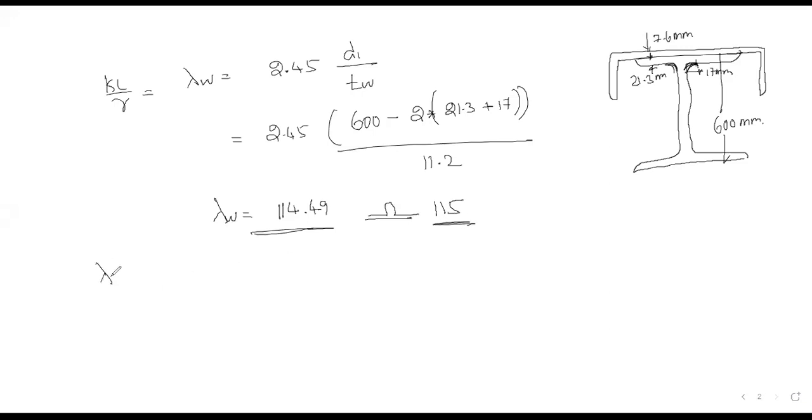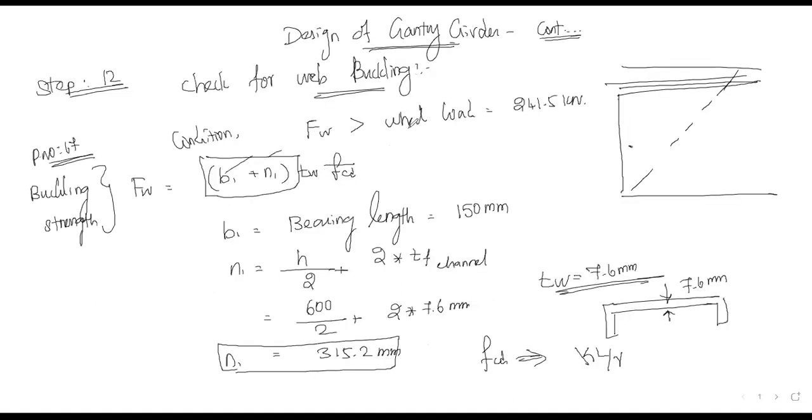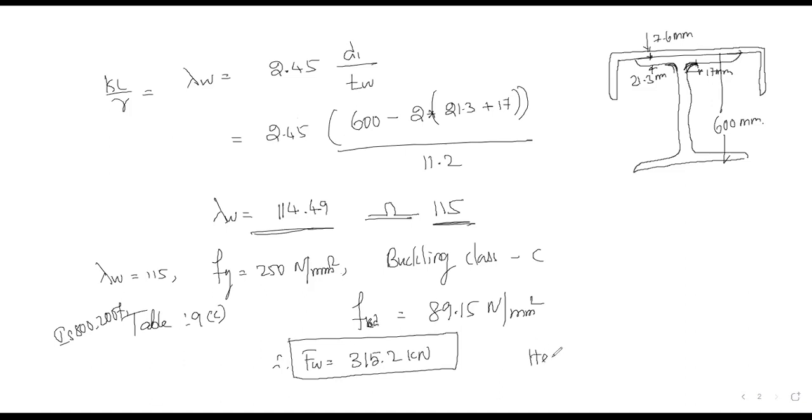Now the lambda value of 115, our fy value of 250 N/mm squared, and the buckling class C. We are going to refer to Table 9C of IS 800:2007 so that we can get the fcd value equal to 89.15 N/mm squared. Therefore, Fw, if I substitute all these values, I am getting 315.2 kN. So our condition is Fw should be greater than our wheel load. The Fw value we are getting is some 315 kN, which is greater than our wheel load. Hence the section is safe in buckling resistance also. So hence safe.